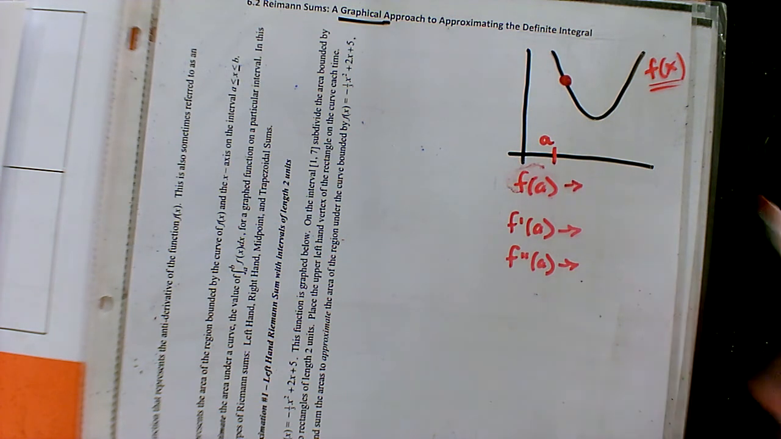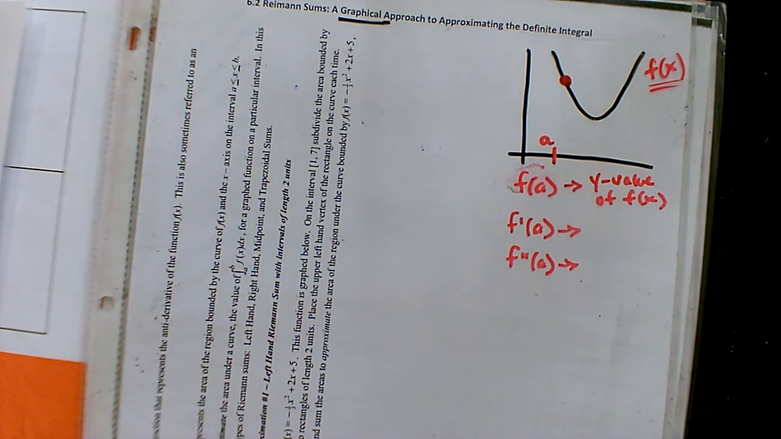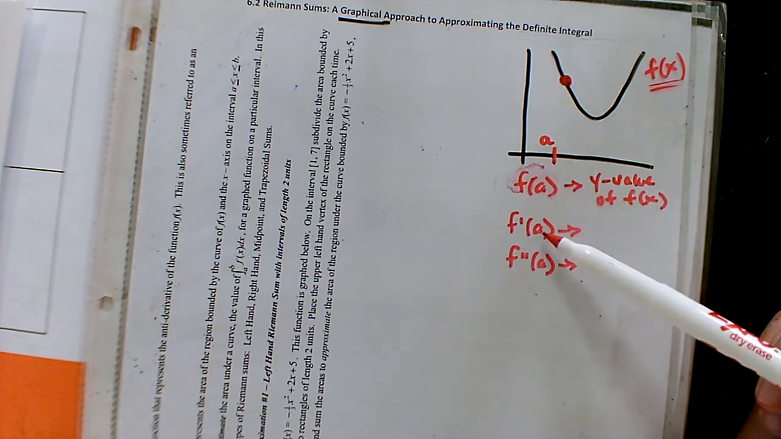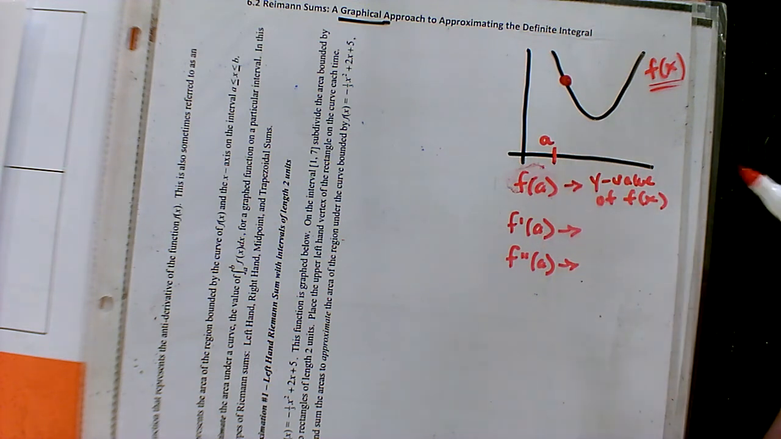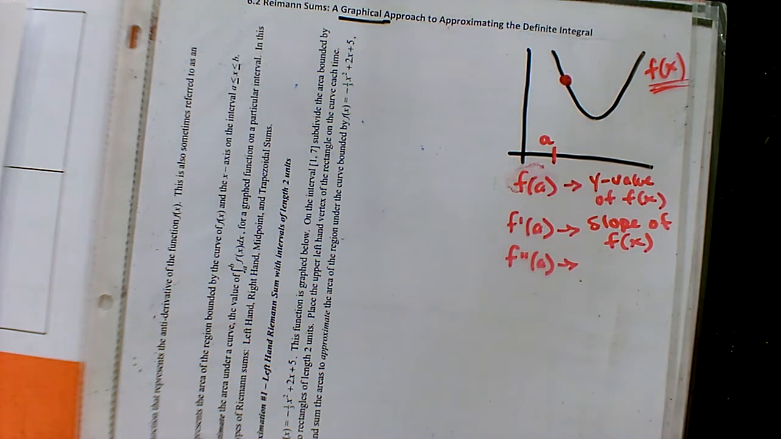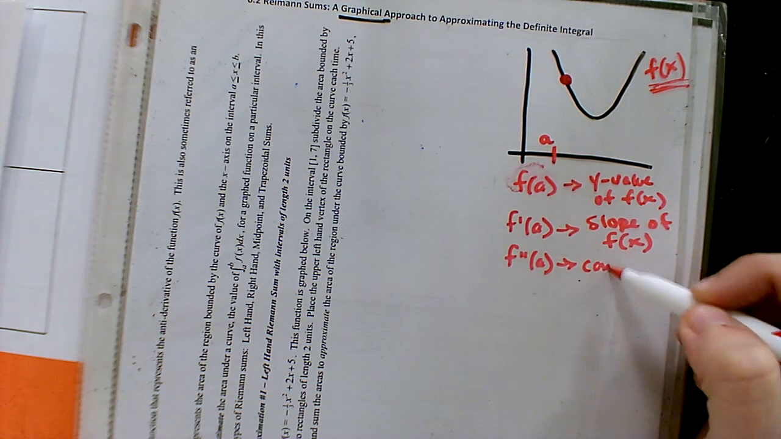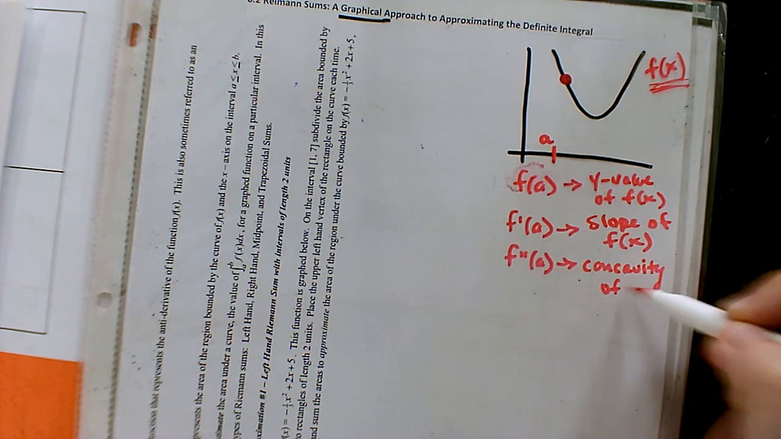What does an original function represent? Position, a height in this case, a y value of f of x, a position or a point on a graph. What if I were to plug in a into the derivative equation? What does that tell you about f of x? Slope, the slope of f of x at that spot. What if I plugged in a into the second derivative? What does that tell you about f of x? Concavity, the concavity of f of x.